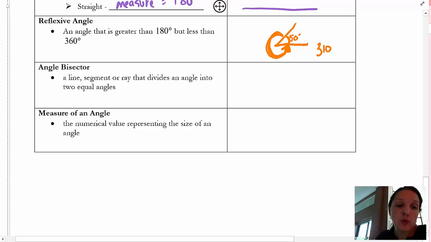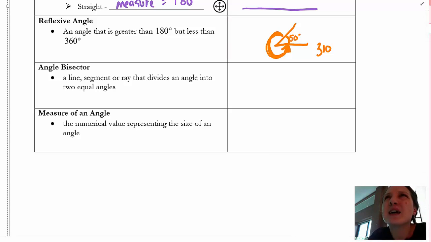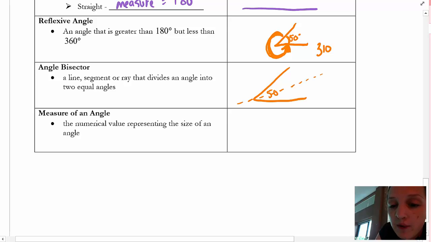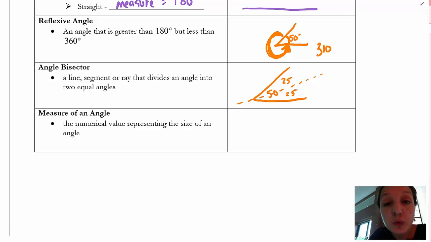Two more, angle bisector. So bisector, what does that mean? Bisect means something has to get cut in half. So if I want an angle bisector, let's go back to this 50 degree angle here. A bisector would cut that 50 right down the middle like that, giving me 2 25s. So an angle bisector is a segment, a line, or a ray that goes through the vertex of the angle and cuts the angle into 2 equal parts. Easy.